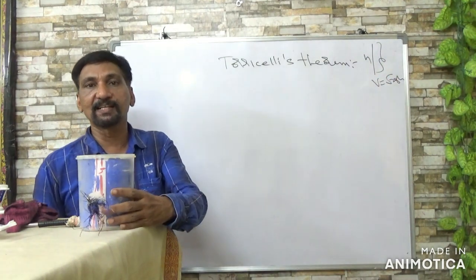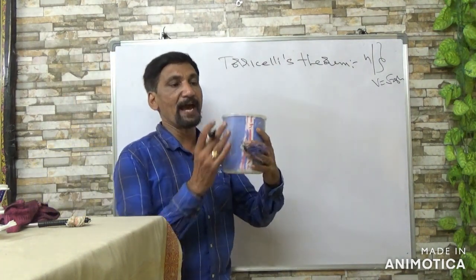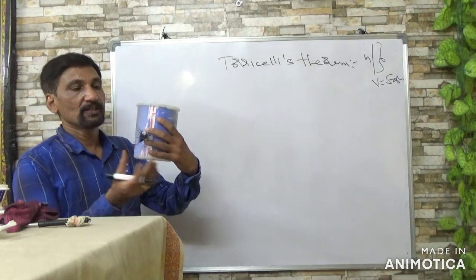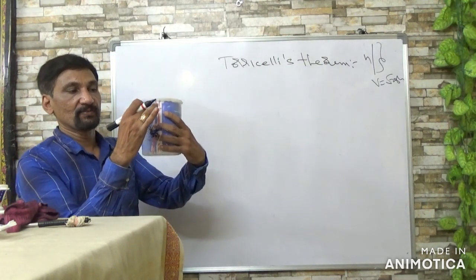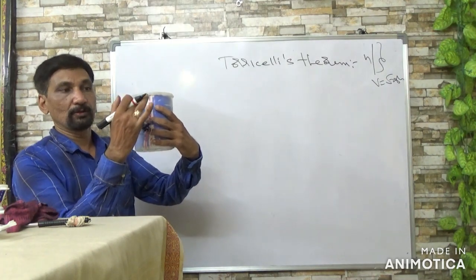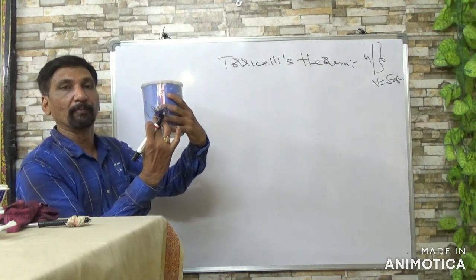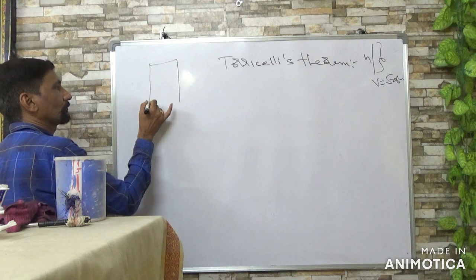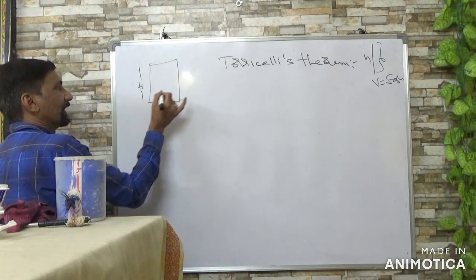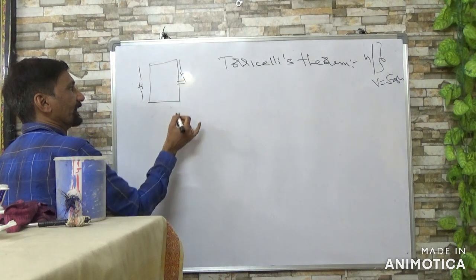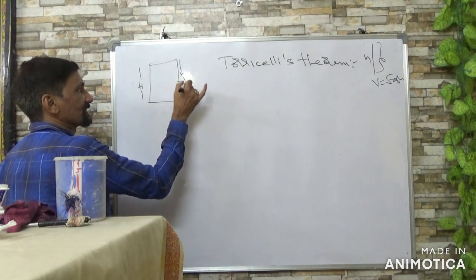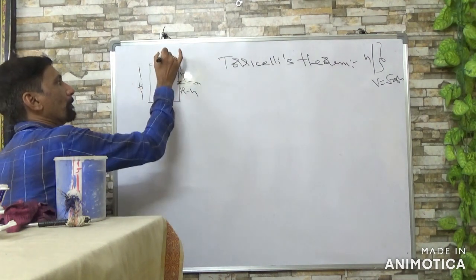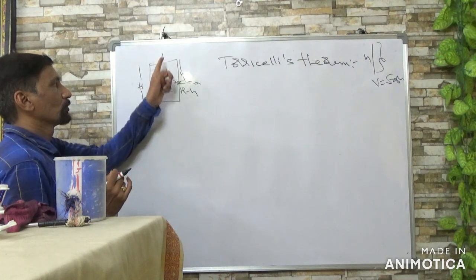In order to verify this, let us consider one tank of total height capital H. There is one tap connected at a height small h from the top. So the remaining height will become H minus h. Total height H, the tap is at height h, from the ground H minus h. Now apply Bernoulli's principle to these two points.